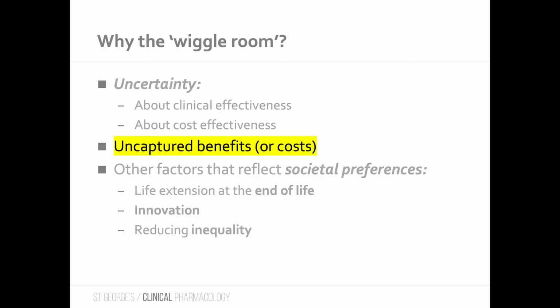There may be some uncaptured benefits or uncaptured costs, so there may be some infrastructure costs or something like that which aren't quantified. NICE is not supposed to take account of costs and benefits that fall outside of its base case unless specifically directed to do so by the Department of Health. But there may be some factors where you think, well, I've got the quantitative analysis, but there's something that it's not capturing that we need to factor in. And that may allow you to exercise some judgment about whether to recommend something or not.